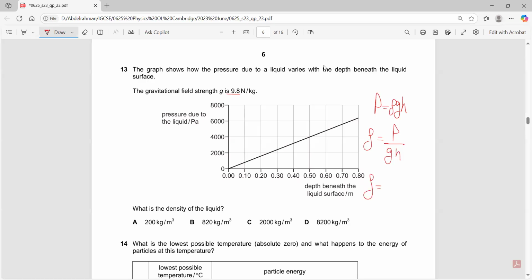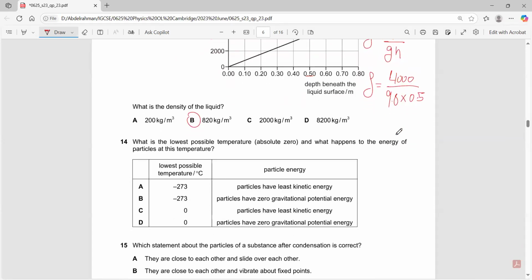Let's take a point. Let's take an easy point. For example, this point. You'd have a pressure of 4,000 and a depth of 0.5. So 4,000 divided by g, which is 9.8, times the depth, which is 0.5, to find the density. Yes, this would give you around 820 kilograms per meter cubed. Okay?